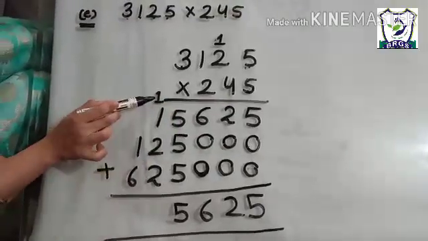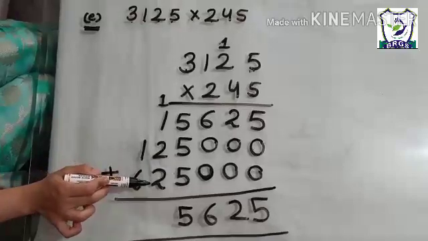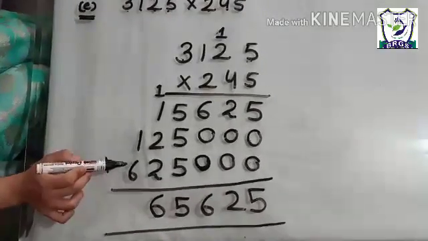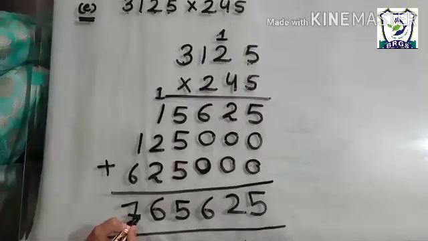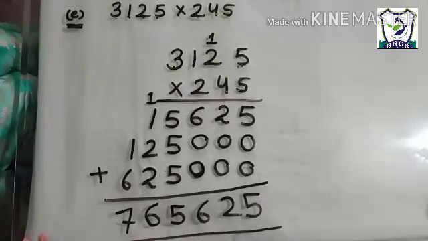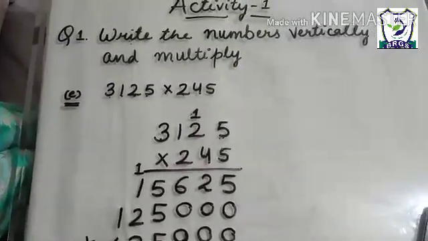Now 1 plus 1, 2. 2 plus 2, 4. 4 plus 2, 6. So we'll write 6 here. Next one is 1 plus 6, that is 7. So students, 7 6 5 6 2 5. This is your answer. This is the way how you will attempt the other parts of this question.